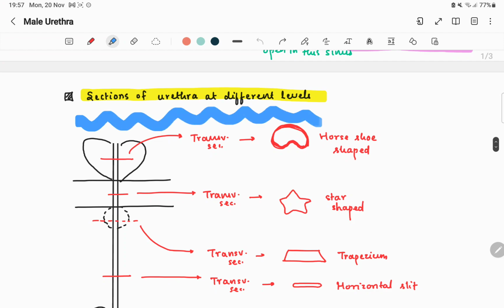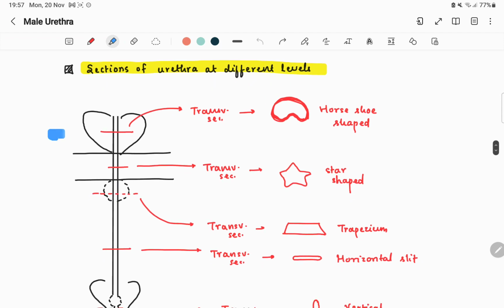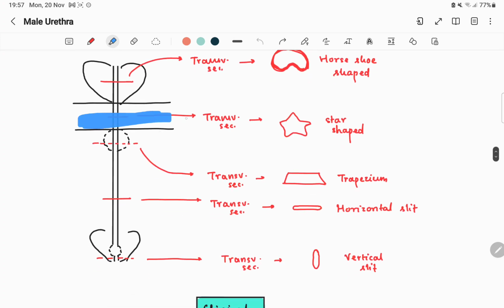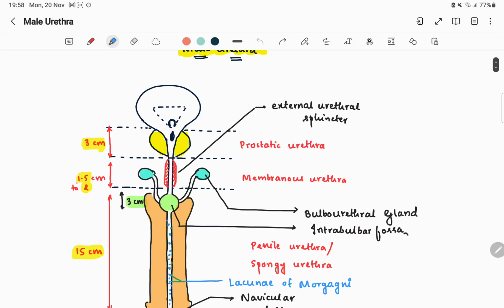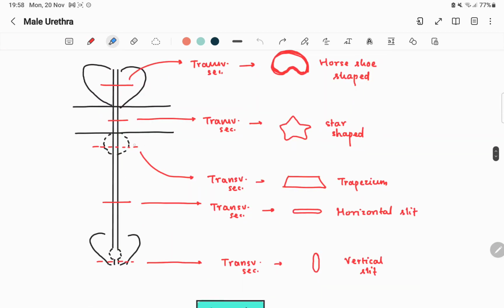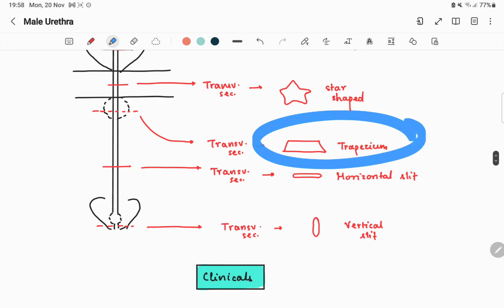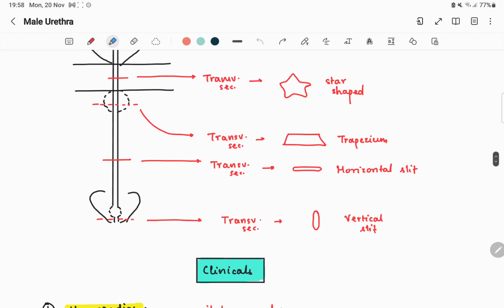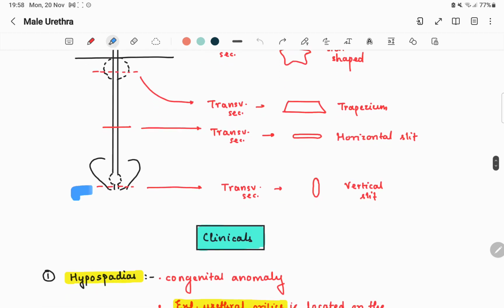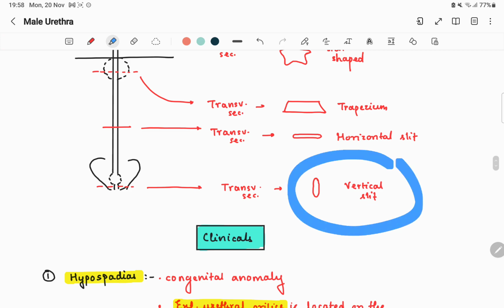Then we have the sections of the urethra at different levels. How do the sections look? If you take a transverse section here, it will look horseshoe shaped. The transverse section of the membranous urethra will look star shaped. At the level of the intrabulbar fossa, a section will be shaped like a trapezium, and the penile urethra transverse section will be like a horizontal slit. It is flattened, in fact. And a section of the glans will be like a vertical slit.